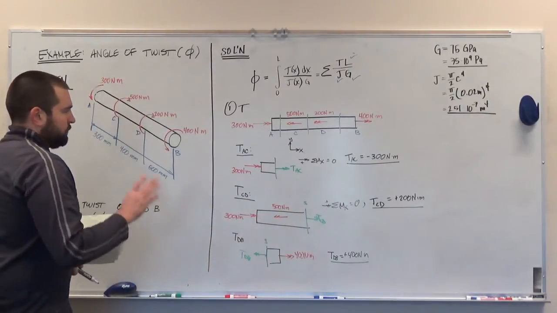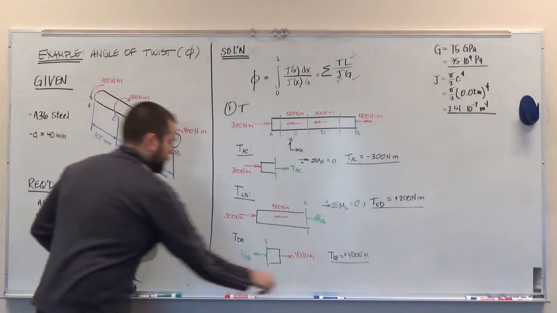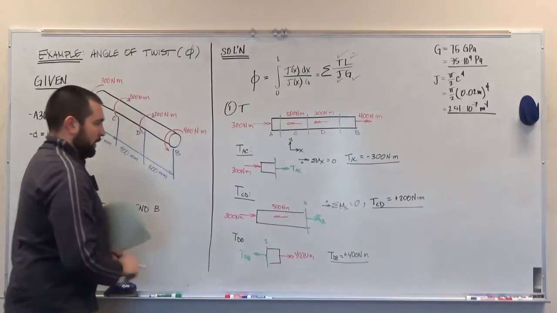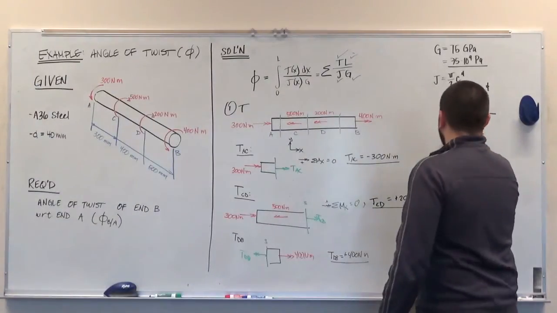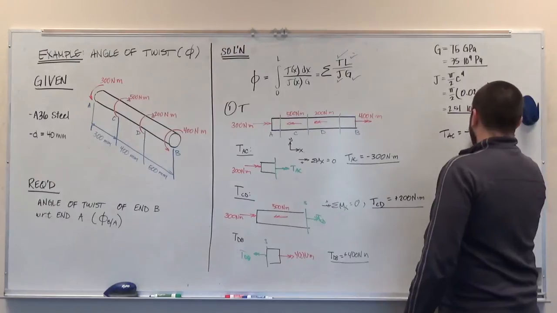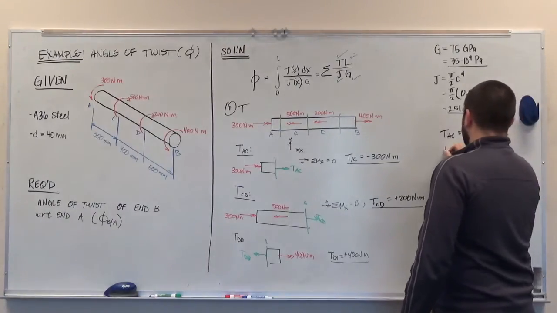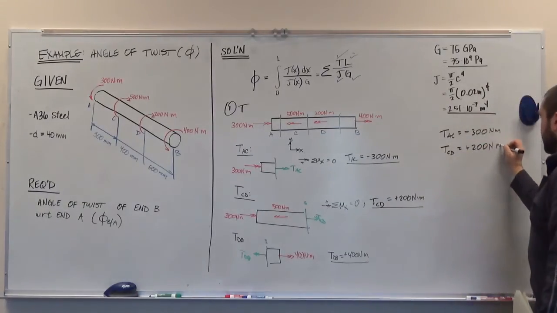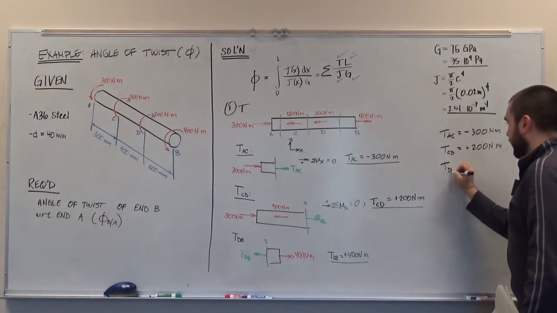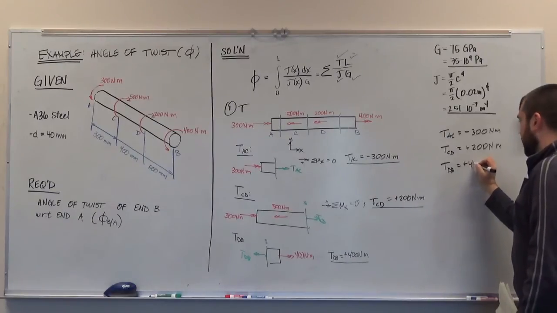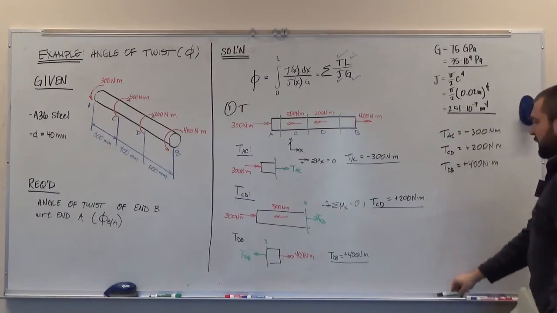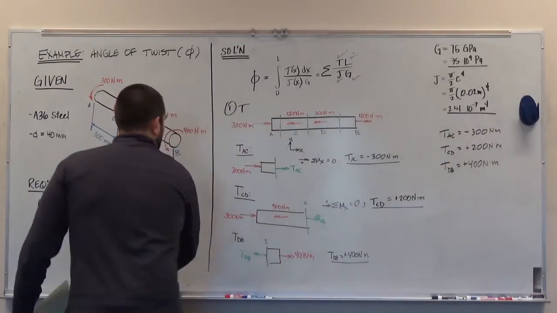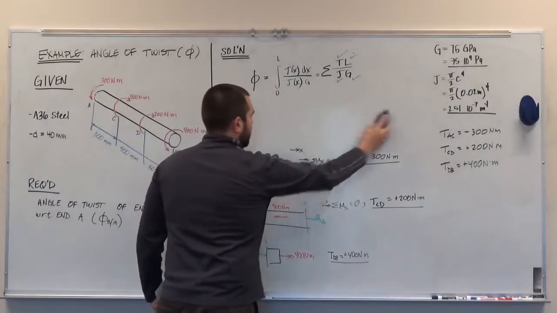Okay, so we have all of our torques now, so I can check that off the list. Pretty straightforward. I'm going to move those over to the right. Torque AC is negative 300 Newton meters. Torque CD is positive 200 Newton meters. And torque DB is positive 400 Newton meters. I copy that over so that I can erase this quickly. And then we're simply just going to go to step number 2.